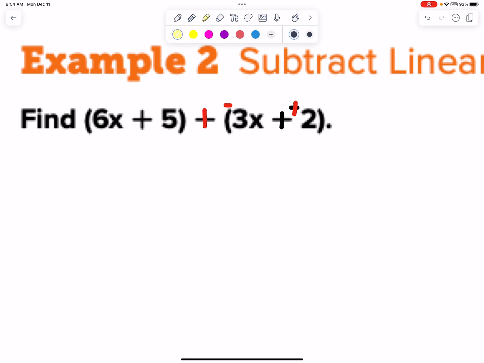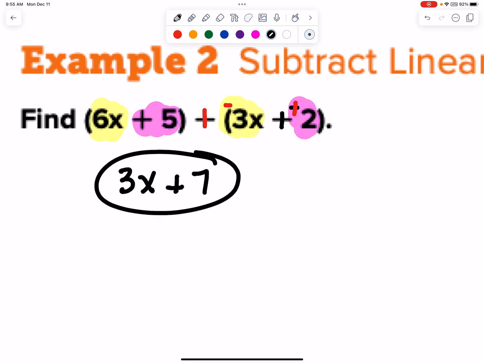All right, and now we go back to what we were doing before, combining like terms. So get your x club, get your constant club, and combine them. So we have 3x because of the positive 6 and negative 3, plus we have a positive 5 and a positive 2 is a positive 7, and you're done.